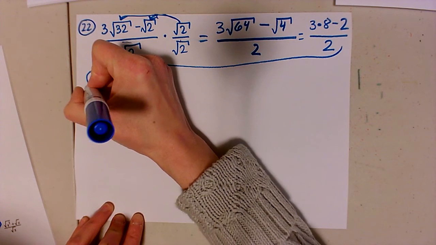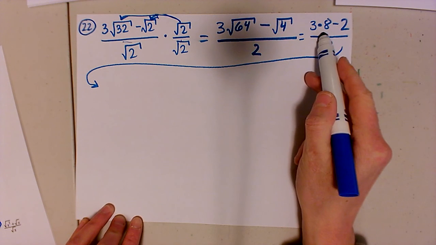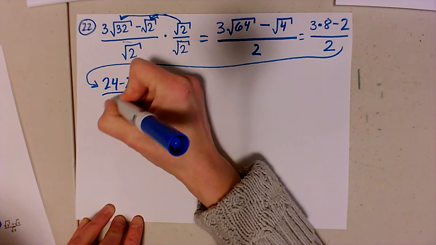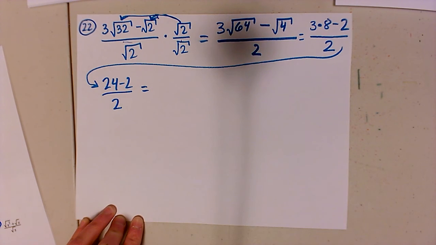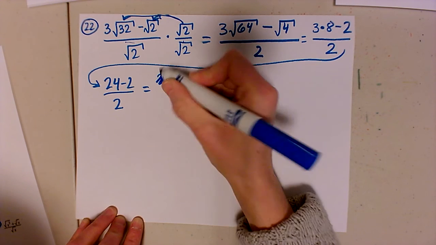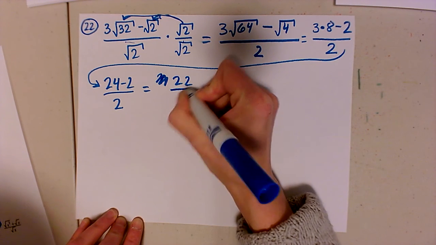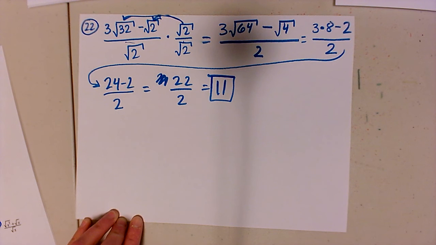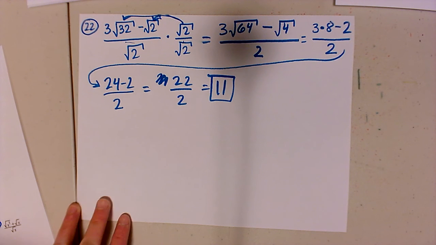Now, one more step, okay? This 3 times this 8, those are being multiplied. So that's going to turn into 24 minus 2. This is all over 2. So 24 minus 2 is 11. Or, I'm sorry, I'm jumping ahead. 24 minus 2 is 22. We're divided by 2. If we simplify that, we get 11. So your answer is 11.